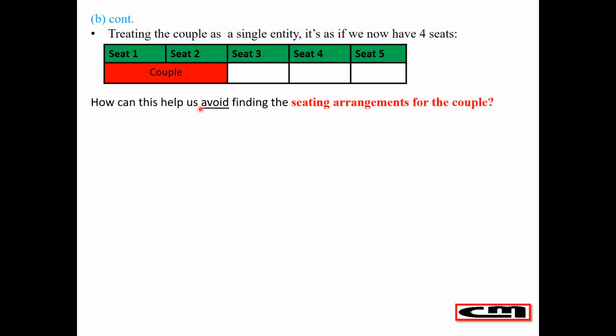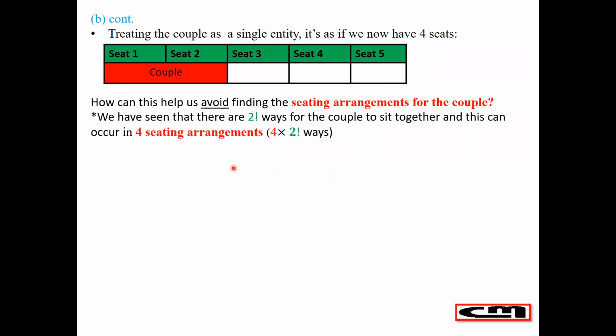Once I've done that, how can this help us avoid finding the seating arrangements for the couple? Remember, from the tables that we have seen previously, we had to come up with the 4 tables in search for the seating arrangements for the couple, right? But I'm saying, once I've treated the couple as if it is a single entity, how is this going to help us avoid coming up with 4 tables, trying to find all the possibilities?